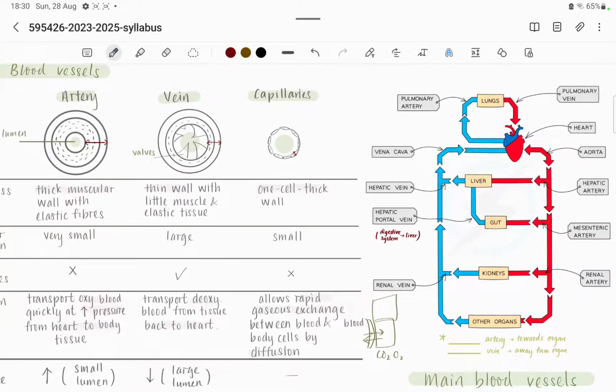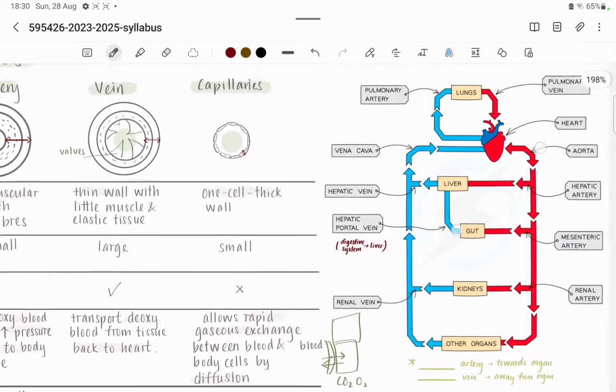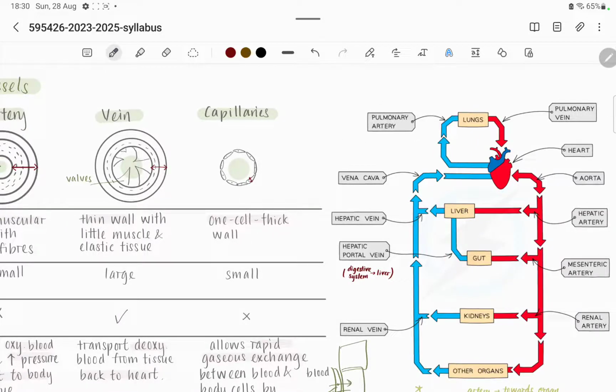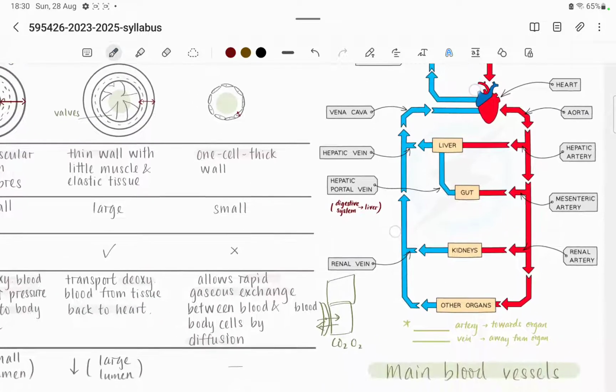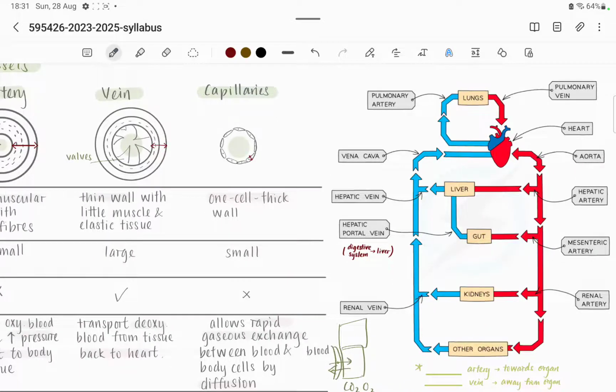For lungs you have pulmonary artery and pulmonary vein. For the heart you have 4: pulmonary artery and vein, vena cava and aorta. Liver you have 3: hepatic vein, hepatic portal vein, and hepatic artery. Hepatic portal vein is from gut to liver, so digestive system to liver. Hepatic is related to liver, and pulmonary is to lungs.